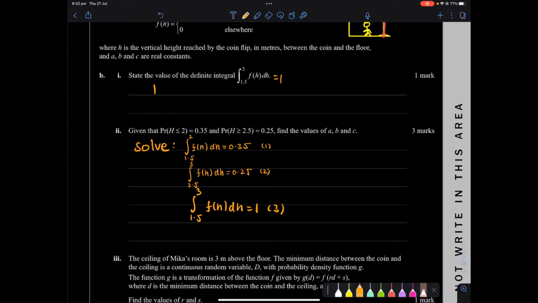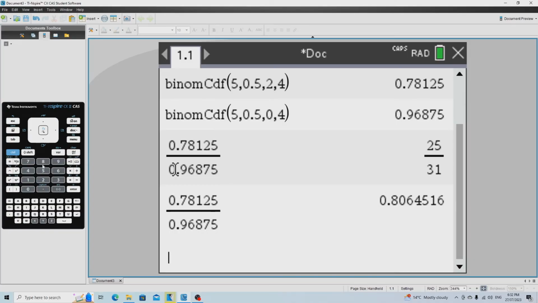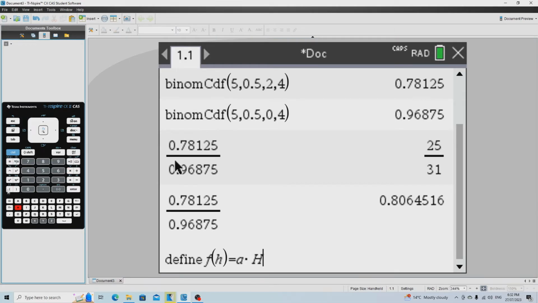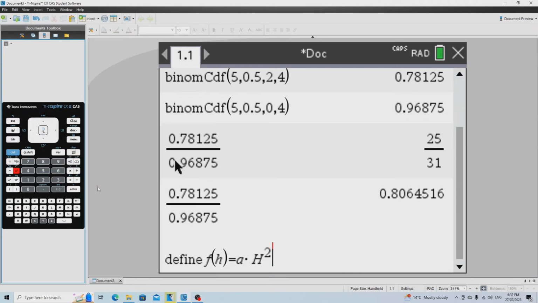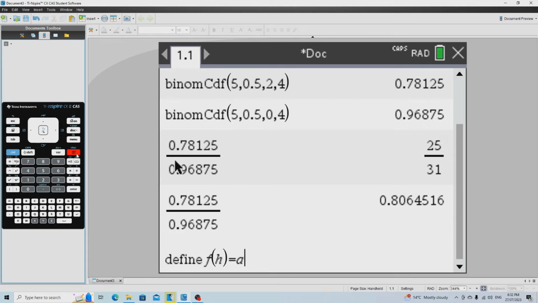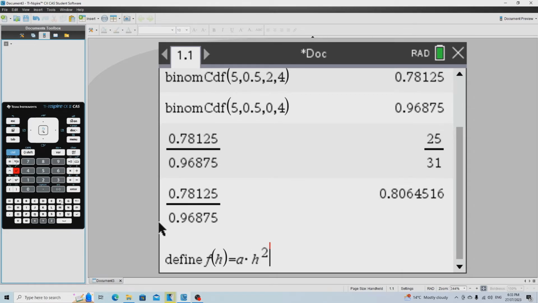Okay, calculator. So first define f(h), which is equal to a times h squared. Why is it capitals? Wait, control caps. Okay, h squared plus b times h plus c.